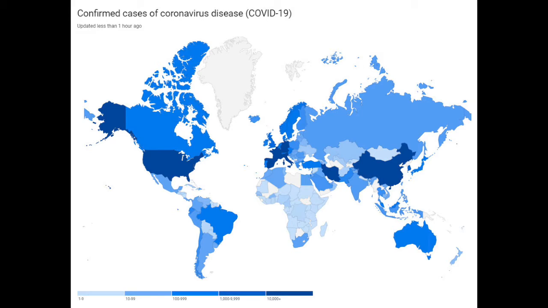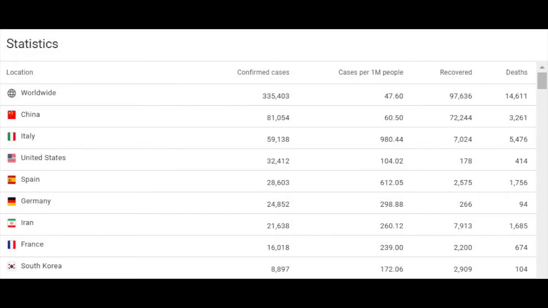Google also uses a map to illustrate similar information, and this is what the map looks like. Instead of using the size of the circle, it chose to use colors. The darker the blue, the higher the number of cases. And if I want more details, the table below shows the actual counts. It shows the stats on the total number of cases, the number of cases per million of the population in that country, the number of people recovered, and the number of deaths.